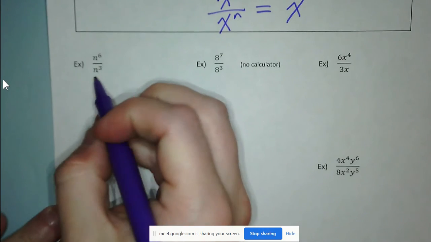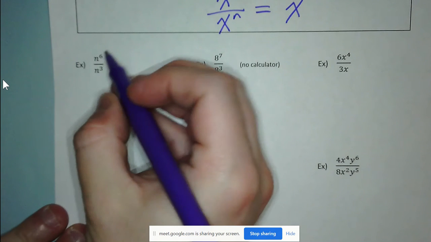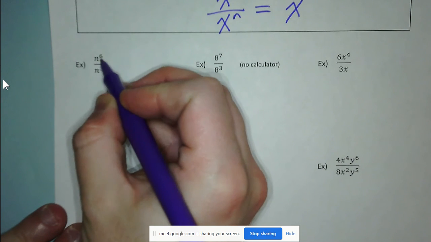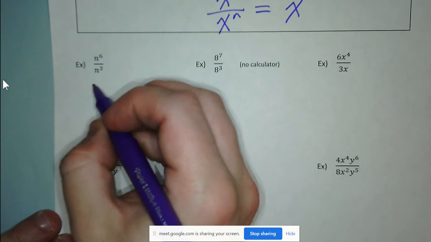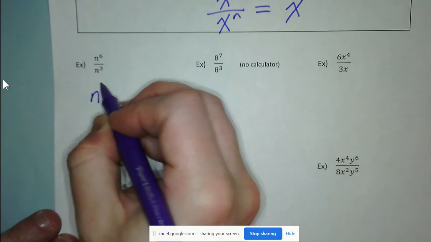So, Lucas, n to the 6th power over n to the 3rd power. Again, these bases of n match. So what's the final answer? N to the 3rd. Perfect.